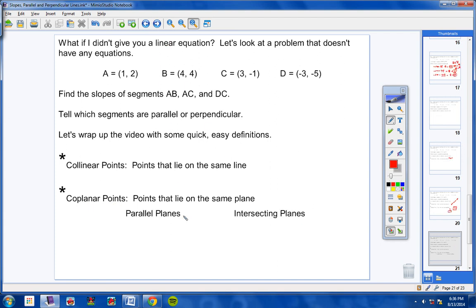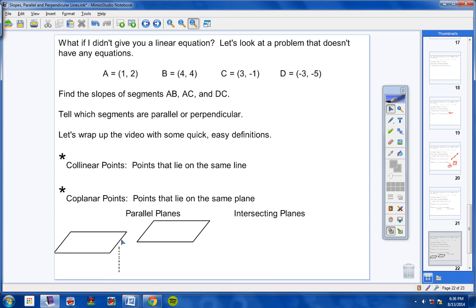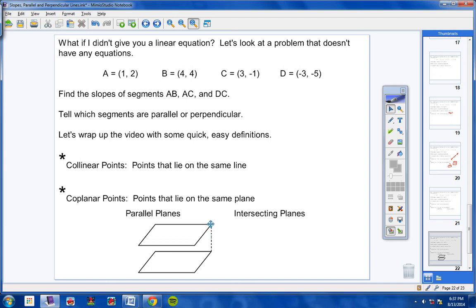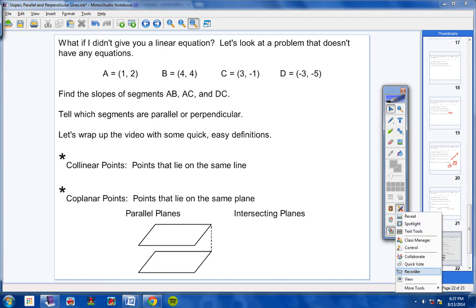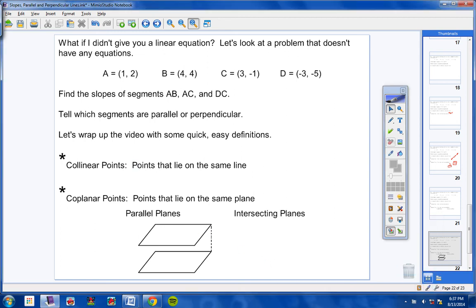Now I want to talk about parallel planes and intersecting planes. Do the best you can to draw this in your notes. Here's like a sheet of paper hanging in the air, and then another sheet of paper down below it, and then this dotted line here is just for effect, so you can see that they're not touching. So these 2 planes here are called parallel planes. I guess we'll call them plane number 1 and plane number 2.